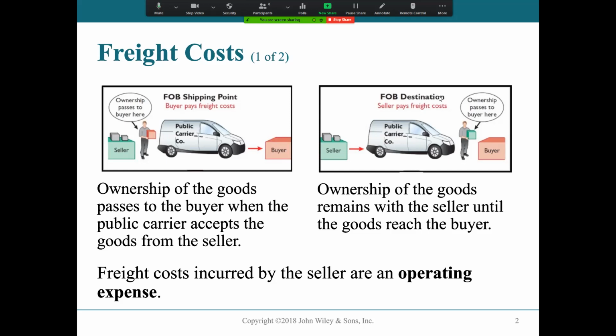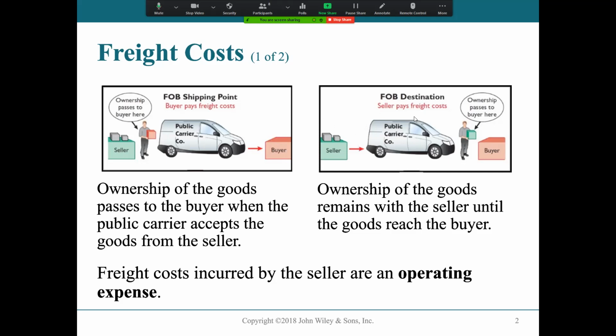FOB destination means that once the shipper gets the product to the buyer, then it becomes the property of the buyer. So ownership doesn't change until it gets to the buyer. So in FOB destination, because the goods belong to the seller the whole time they're in transit, the seller is going to pay the cost of transportation.